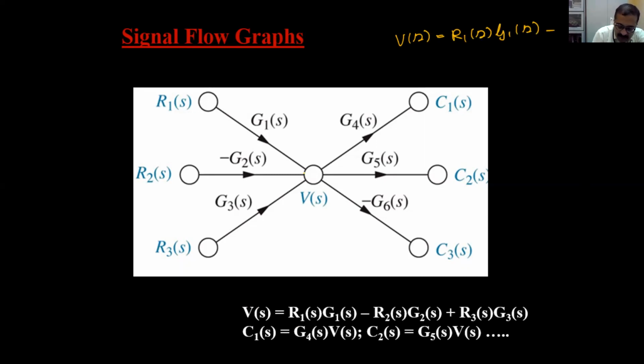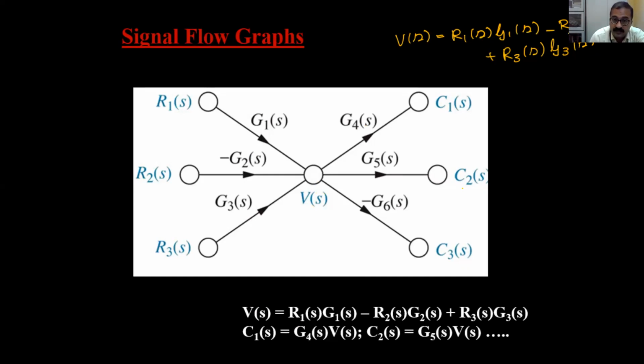plus this signal. What is the signal at this point? R2 of S into minus G2 of S, so minus R2 of S into G2 of S. Then what next? Plus R3 of S into G3 of S. That will be the signal at this point, V of S. Now, what will be C1 of S? C1 of S will be G4 of S into V of S, where V of S is this.